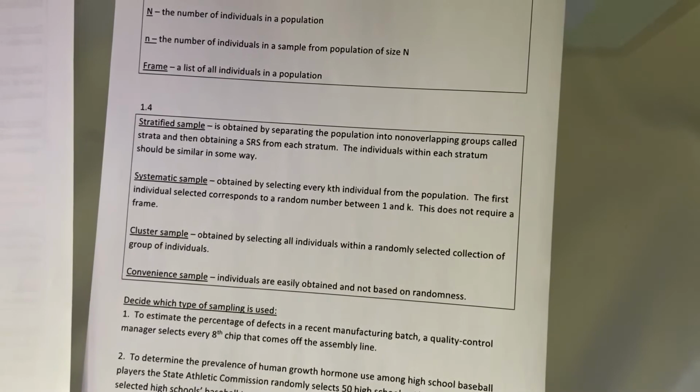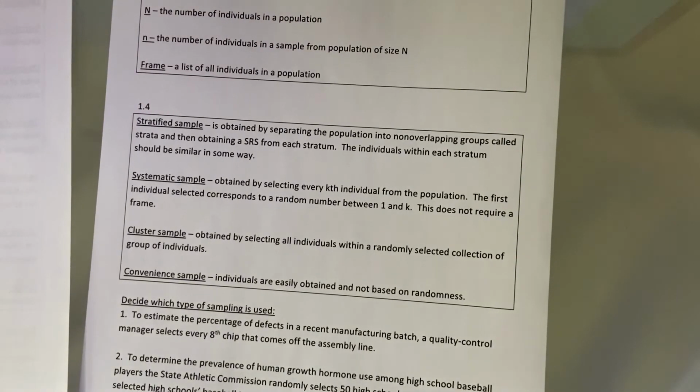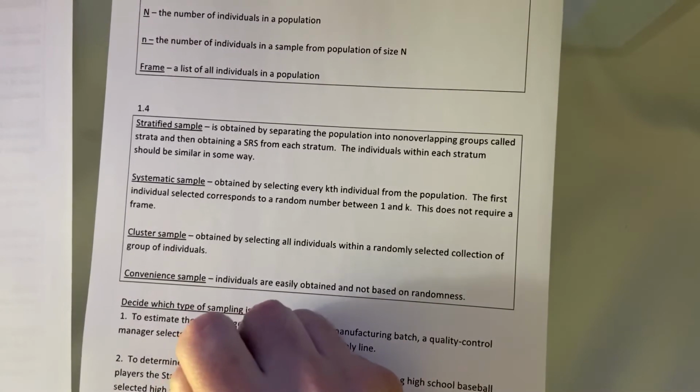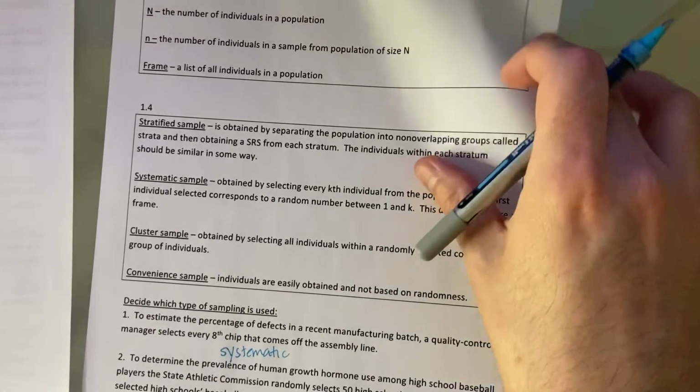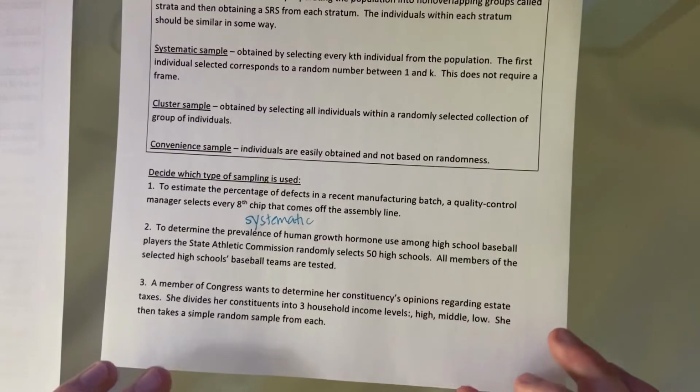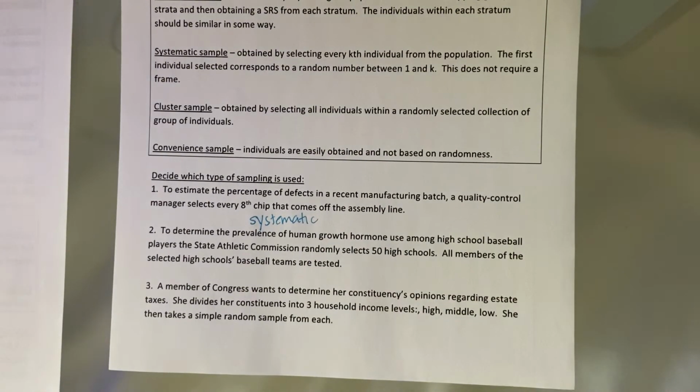Decide which type of sampling is used. To estimate the percentage of defects, a quality control manager selects every 8th chip that comes off the assembly line. It's doing the same thing each time. It's systematic. Determine the prevalence of human growth hormone used among high school baseball players.